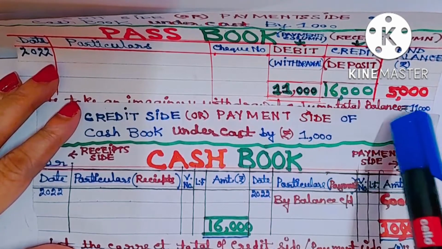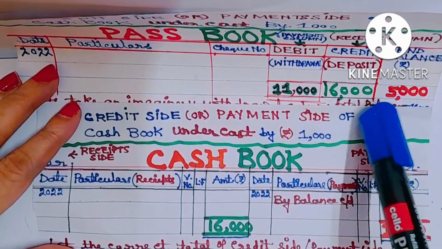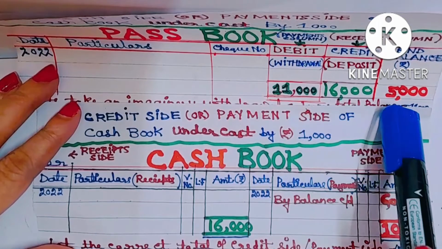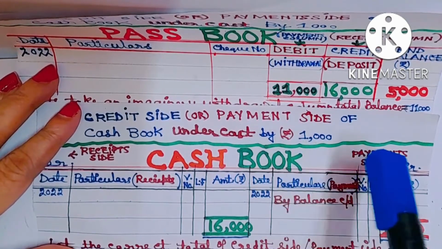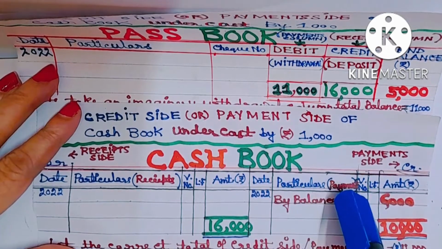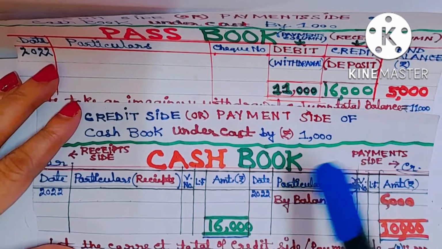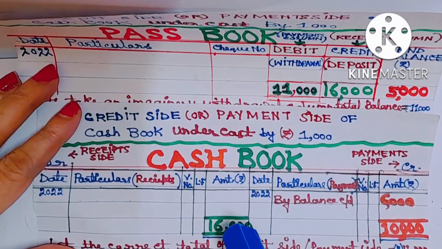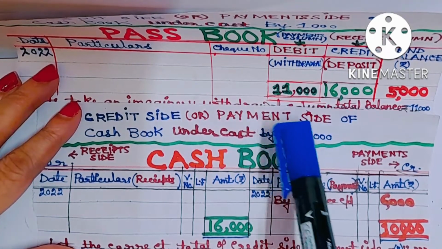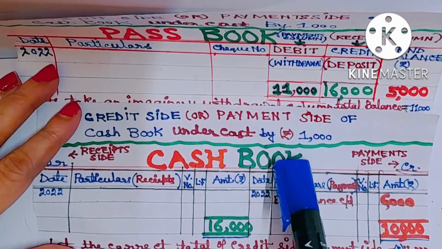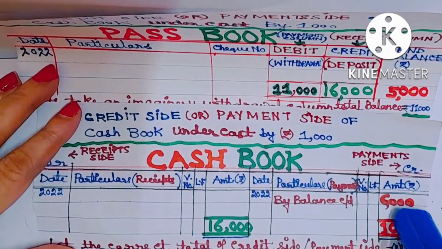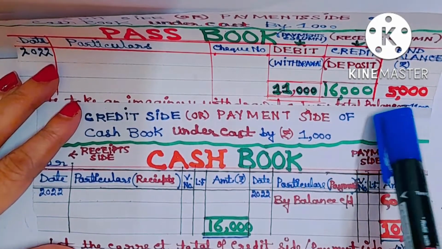I've already told you. See, 6,000 cash book balance, passbook balance 5,000. So cash book balance is more by 1,000 and passbook balance is less by 1,000. Total of credit side or payment side of the cash book has been totaled less by 1,000 by the businessman by mistake. Whereas the total of debit column or withdrawal column of passbook is equal to 11,000, which is correct. There was no totaling error. So cash book balance is more by 1,000 and passbook balance is less by 1,000.